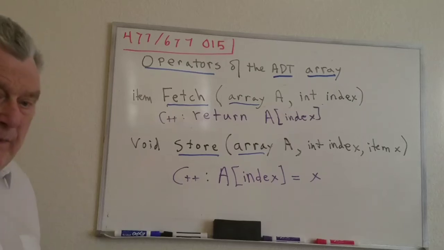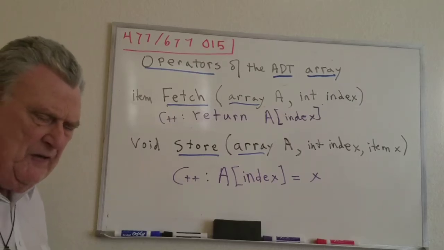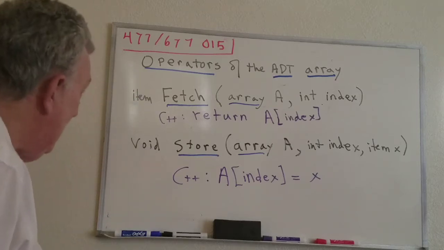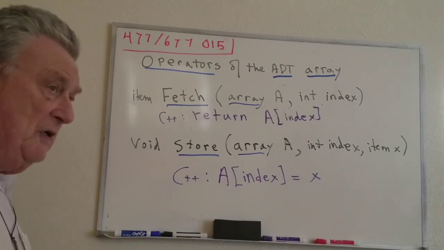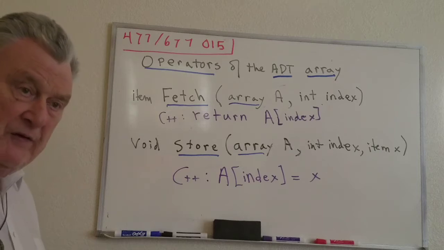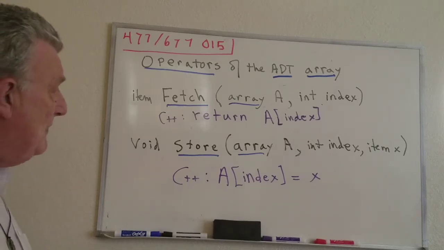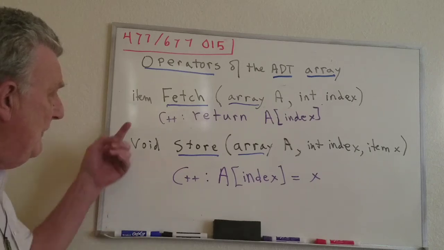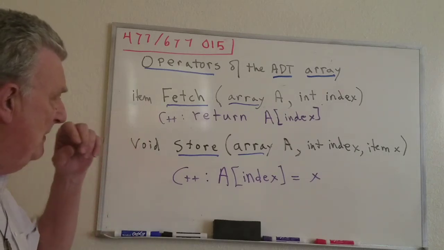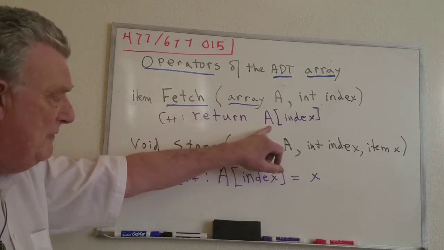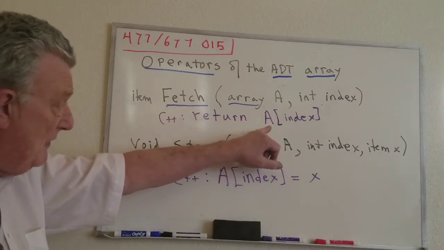About arrays. Abstract arrays. ADT stands for abstract data type. Now the abstract data type array, and you're used to it being implemented in a programming language as a block of memory, has only two operators, fetch and store. When you do fetch, you're querying the array to obtain a value that's stored there.